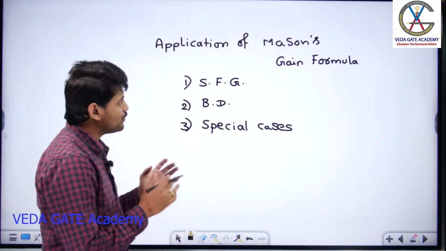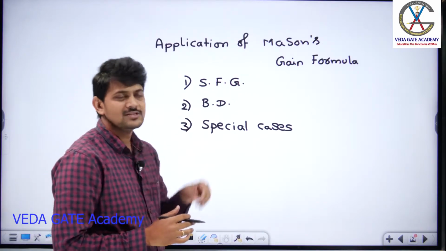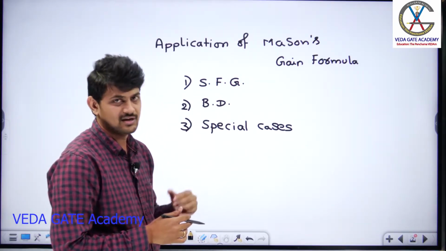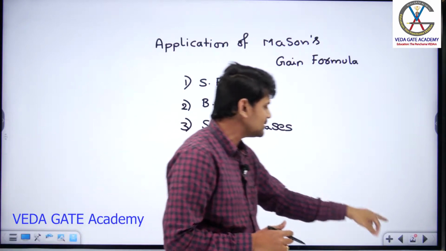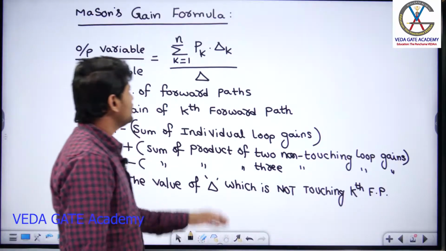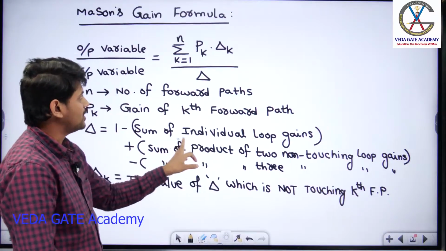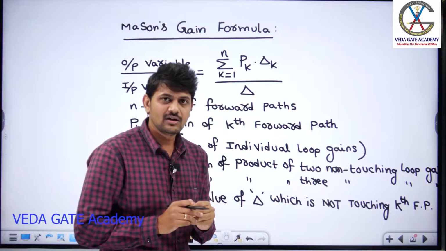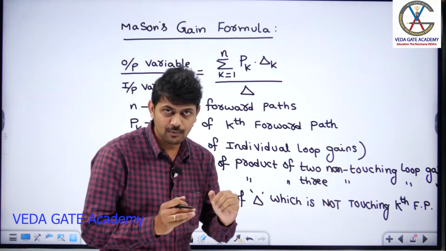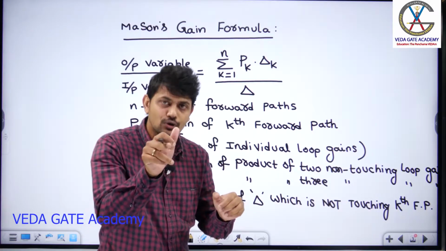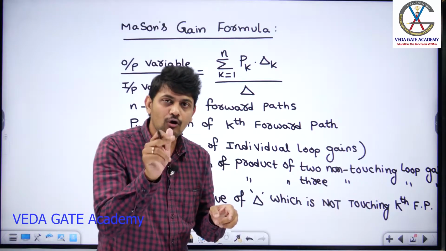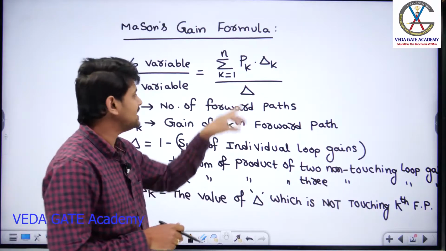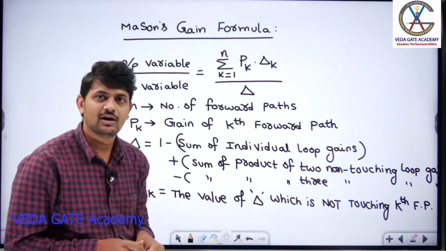Before starting how to apply Mason's gain formula to block diagrams, signal flow graphs or the special examples, first we will see the statement of Mason's gain formula. It states that the ratio of output variable to input variable, I am stressing the terms output to input, is given by summation k varying from 1 to n, P subscript k into delta subscript k divided by delta.